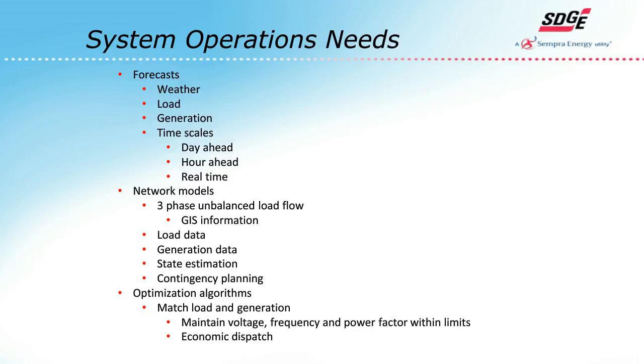Then you can look at the network models, three-phase unbalanced load flow based upon GIS information, looking at not only the load data, but the generation data, state estimation, and contingency planning. So that's part of the challenge around these models. So I'm here at a conference in DC today talking about an integrated grid and some of the needs, and people are really quite surprised at what level of information do we have, what kind of systems do we have, and what visibility do we have.